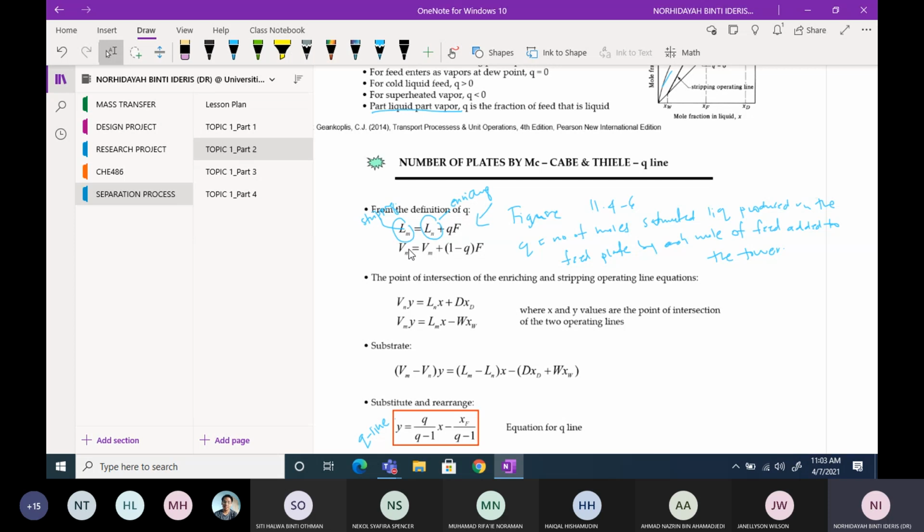Okay, so if you do this one, this one is overall balance, this one is component balance. Okay, this one is component balance. Okay, so you just multiply. Okay, Vn plus Y is equal to Ln plus x, and so on. Okay, this one is for enriching, and this one for the stripping line. So if you subtract these two, all right, Vm minus Vn, you will get this equation.